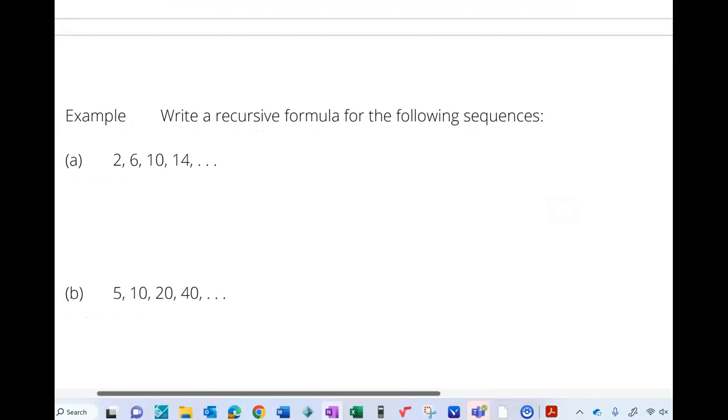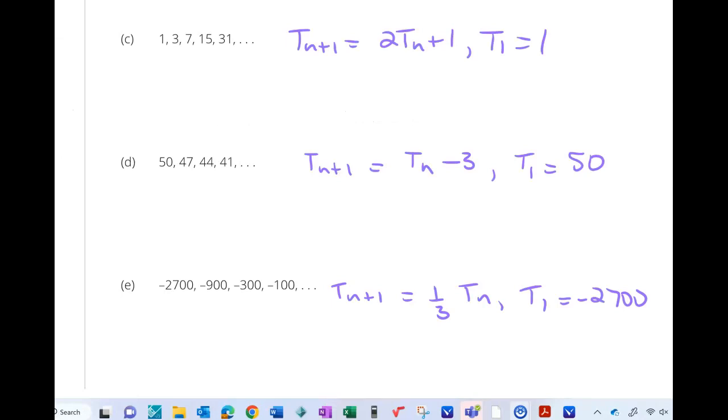So we've spent a little bit of time generating sequences from a rule. Now, let's see if we can write the recursive rules from the sequence. Go back the other way. Okay, so for us, remember, it's only a first order linear recurrence relation. So the best it can do is times something plus or take something. When I say times something, that could be a fraction. Like this last one. So -2, 700, so -900.